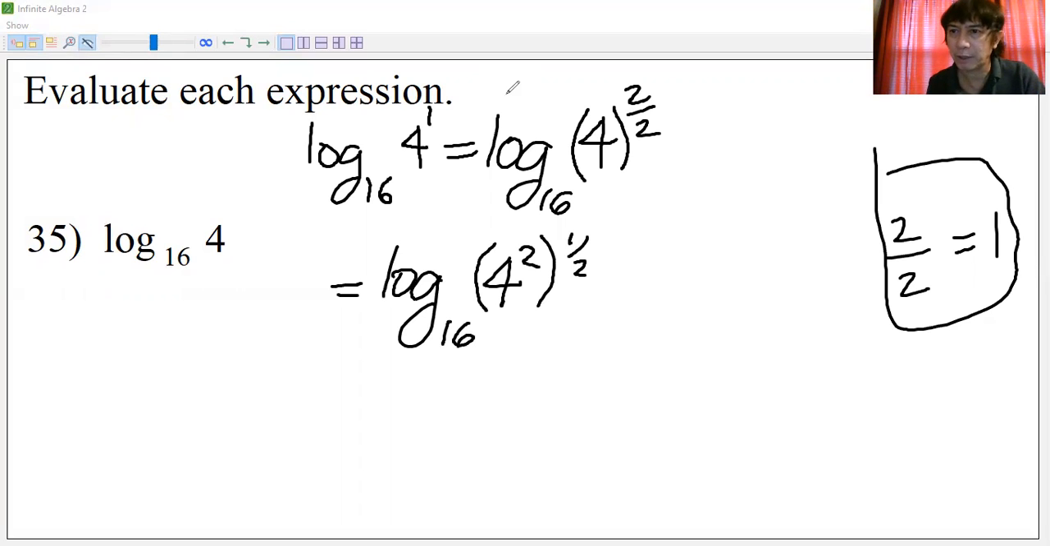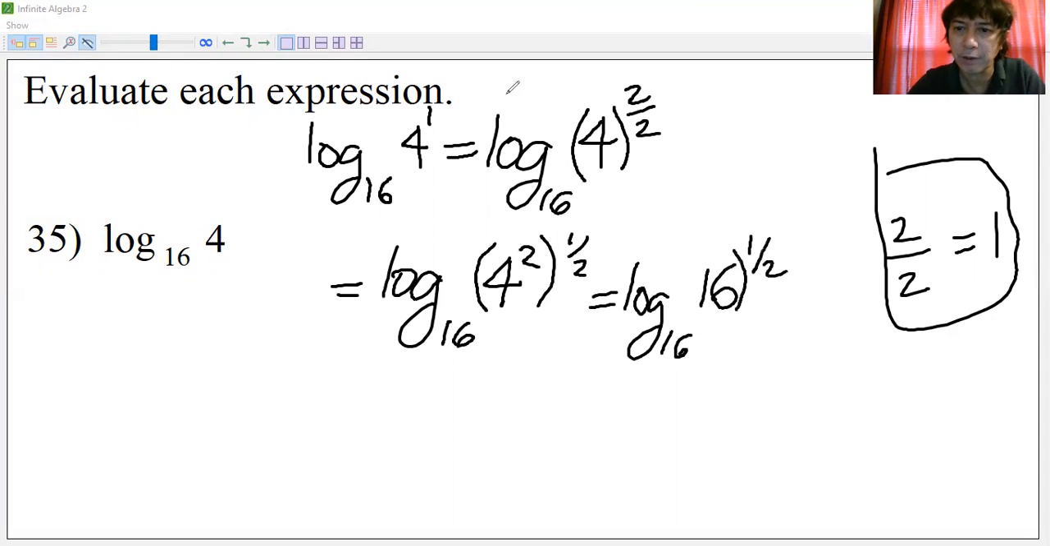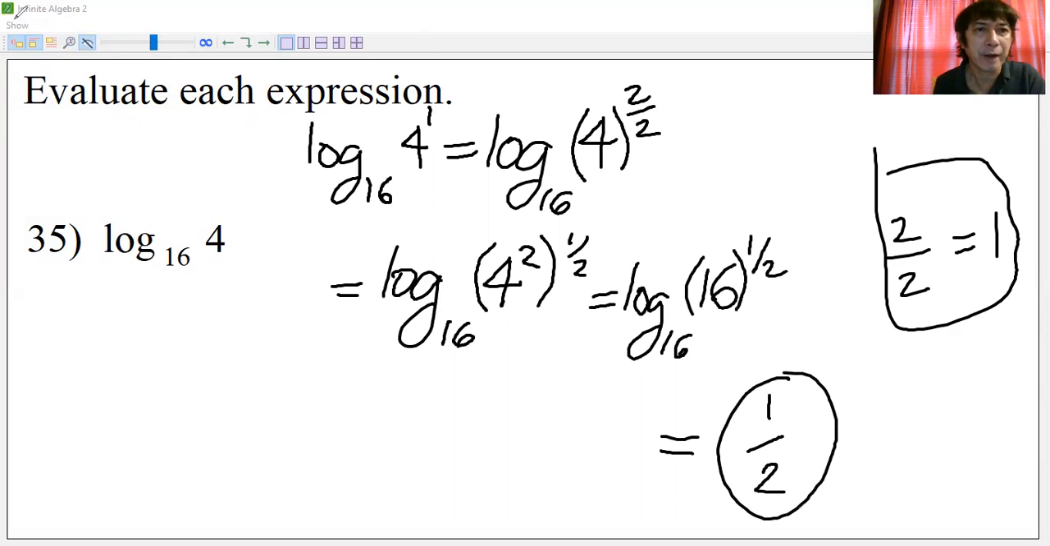That's 4 squared. That will give us the 16 that we need. So this can now be written log base 16, and we have 16 raised to 1/2. And we can readily see the answer. It's 1/2. That should be it. Let's check and verify. Is it 1/2? Yes, it is. So that's the red answer over there. That surely is the answer. It's a positive 1/2.